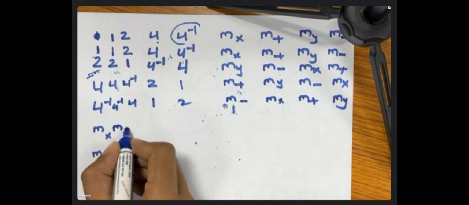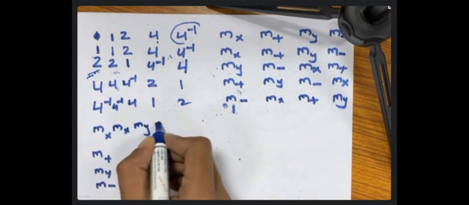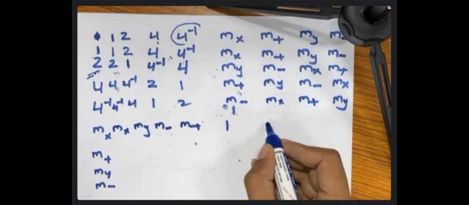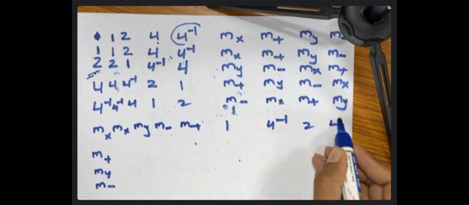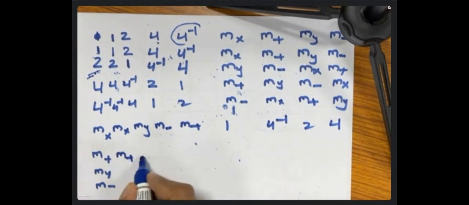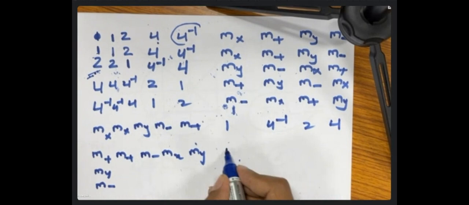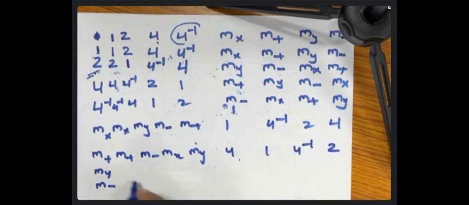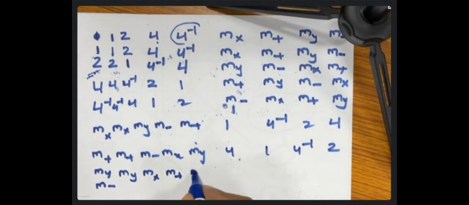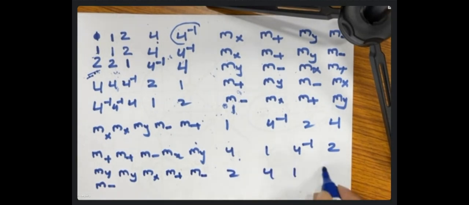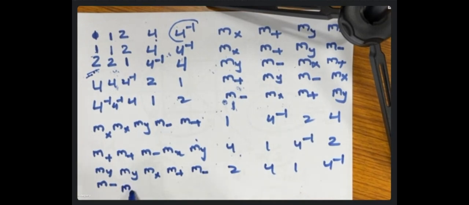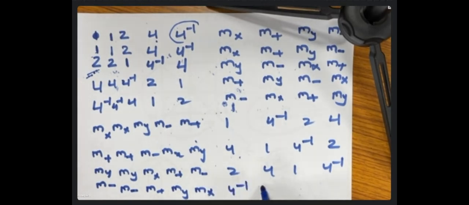It will be the mx, my, m minus, m plus, 1, 4 inverse, 2, 4, m plus, m minus, mx, my, 4, 1, 4 inverse, 2, my, mx, plus, m minus, 2, 4, 1, 4 inverse, mx, sorry, m minus, m plus, my, mx, 4 inverse, 2, 4, 1.